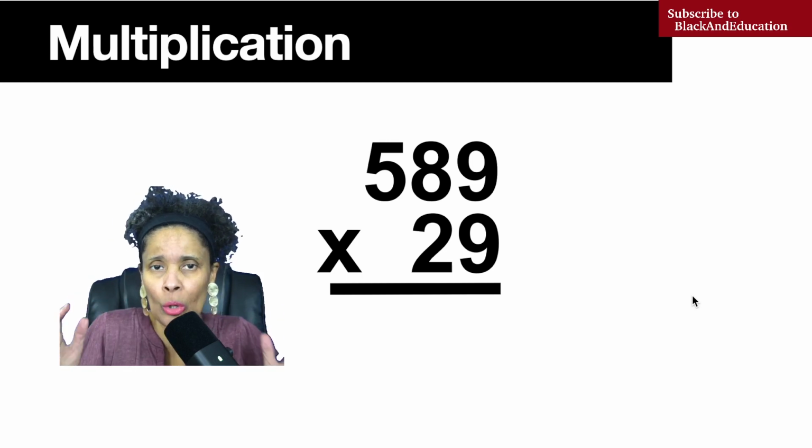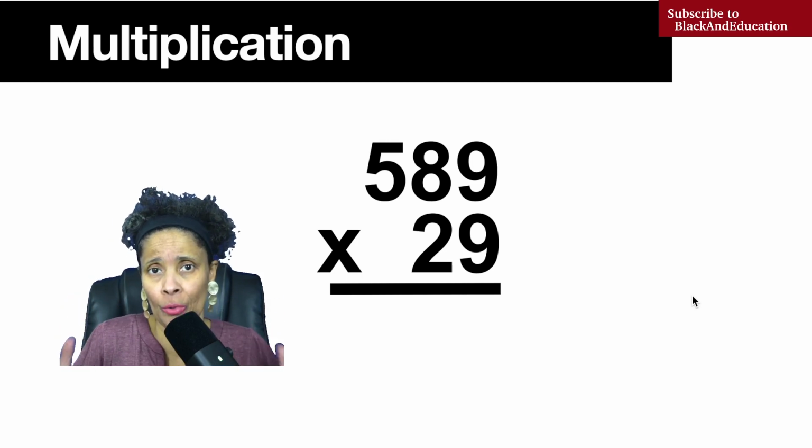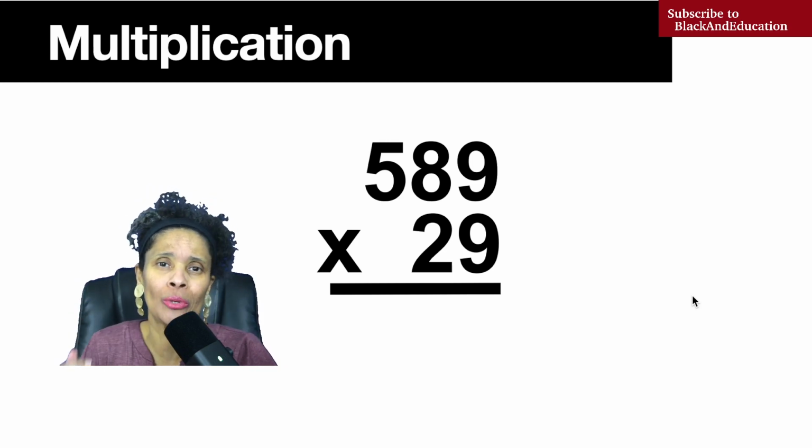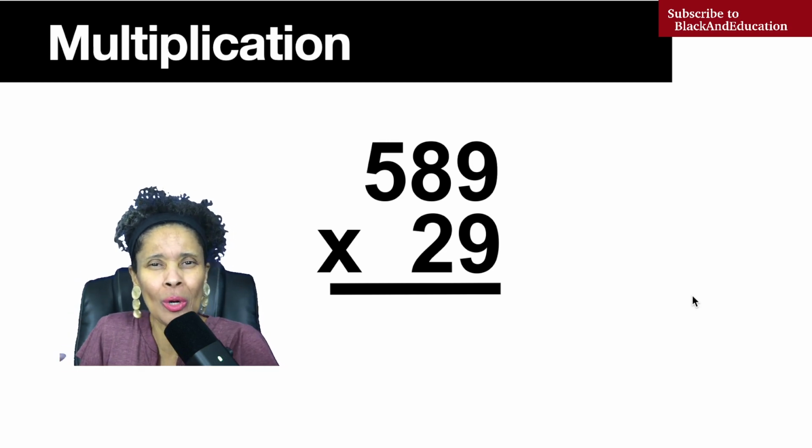So now let's look at another multiplication problem that your child might be asked to do in fifth grade. And you notice something different about this problem. You have three numbers on the top and two numbers on the bottom. So it's going to require us to use something called a placeholder.